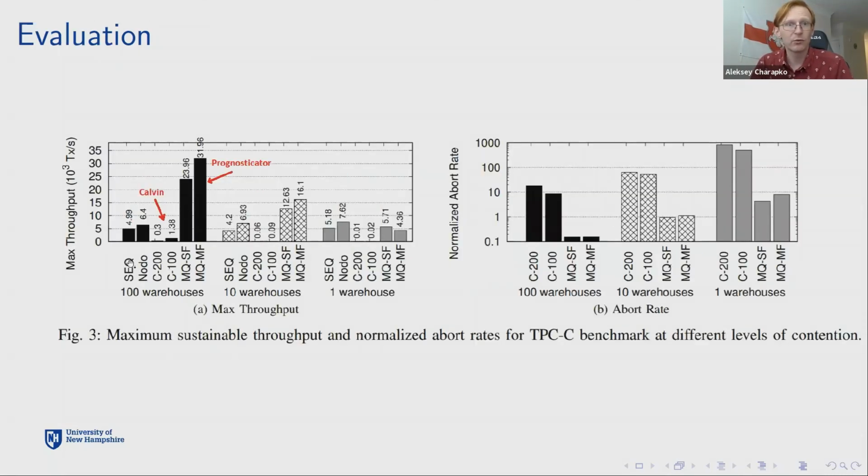And I'll conclude with a very brief mention of evaluation. They compared against Calvin and this system called Node, and they show that they do have a lot more throughput. Here I put the TPCC benchmark, so a lot better throughput, at least when there are a lot of warehouses, maybe not so well when it's just one warehouse, but can get a substantial improvement apparently.